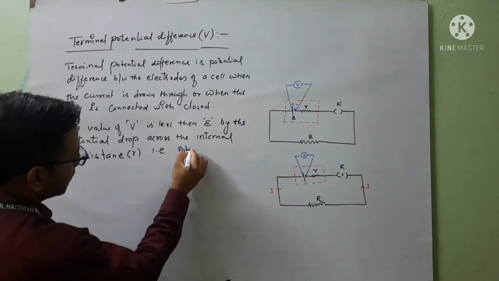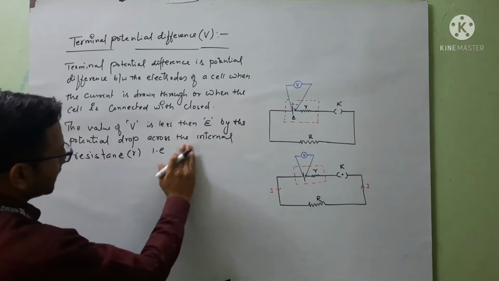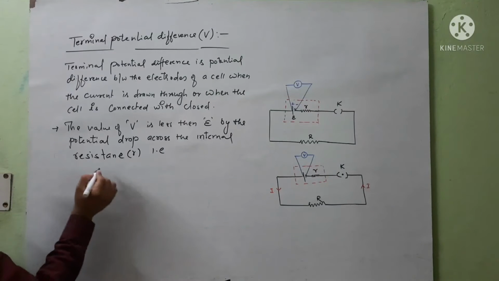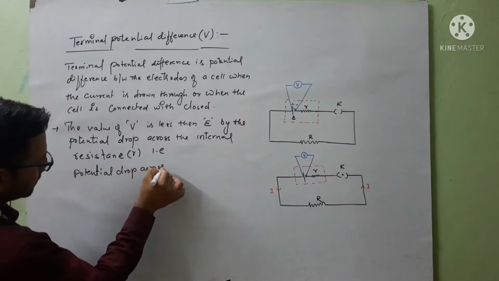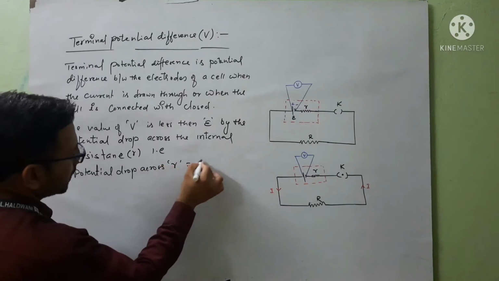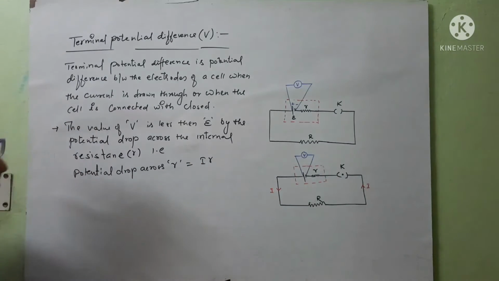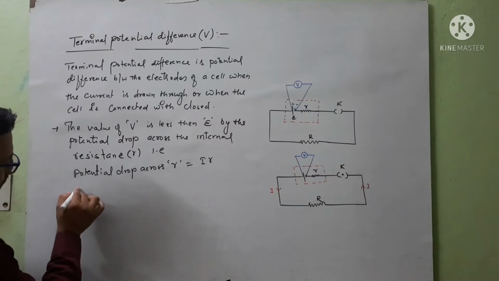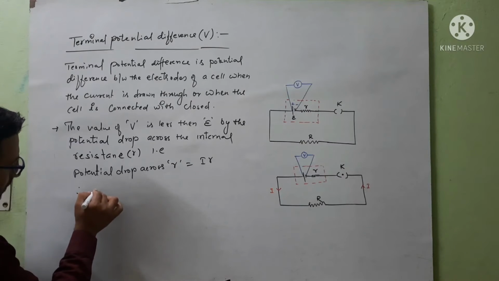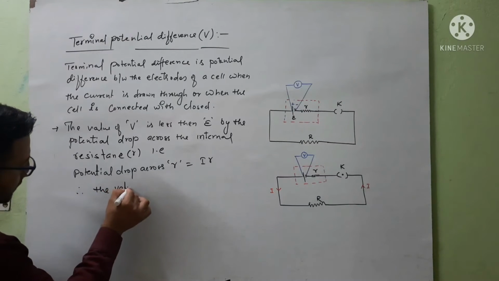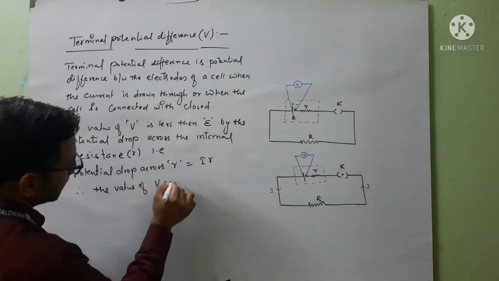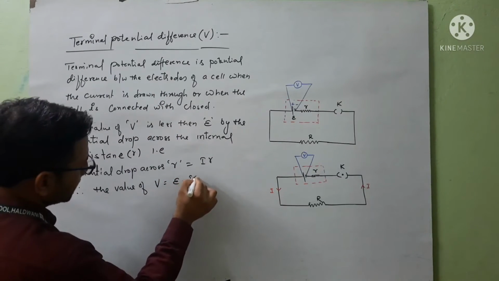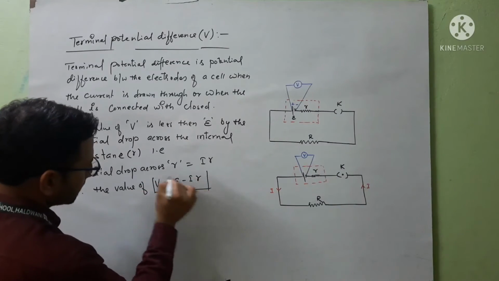It means we can write in the next line, the potential drop across small r is equal to IR. Got it, student? Therefore, the value of V by definition can be written as epsilon minus IR. Point is clear?